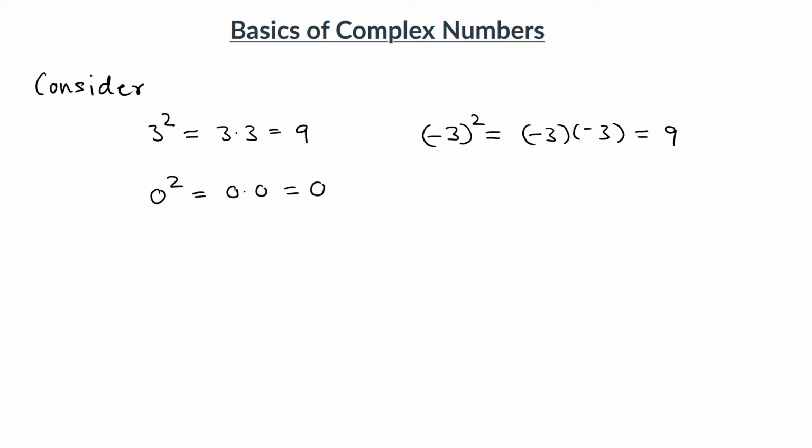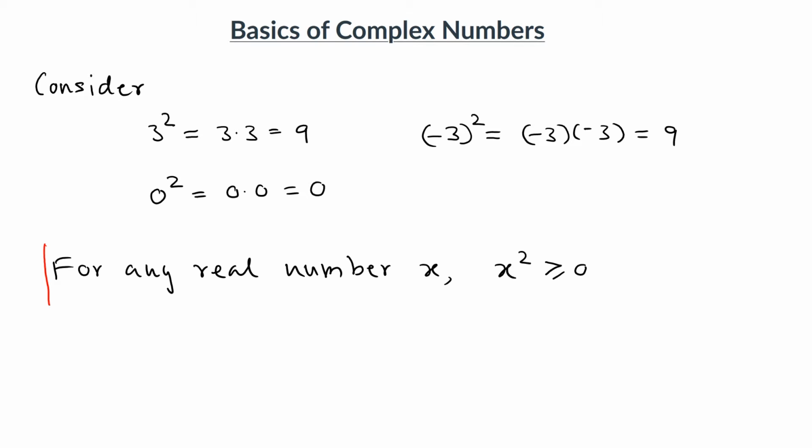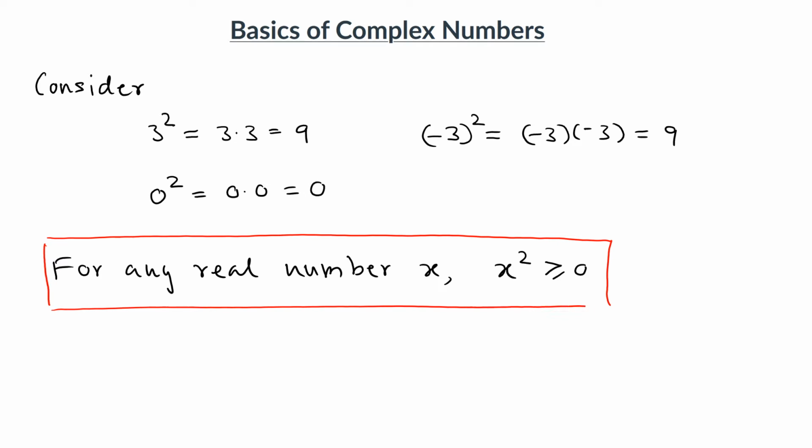That means for any real number, we can write this statement: for any real number x, we see that x squared is either positive or 0. That's what always happens when you have a real number. So if you need a square to be negative, then it cannot be a real number, because when you square a real number, you get either positive or 0.